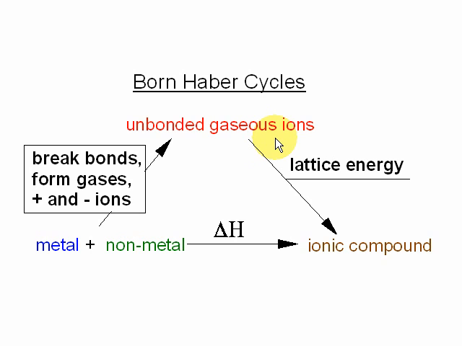Once you have the unbonded gaseous ions, then the energy change going from them to the ionic compound is the lattice energy, because that is the energy of all the ionic bonds, all the ionic interactions between the positive and negative ions.